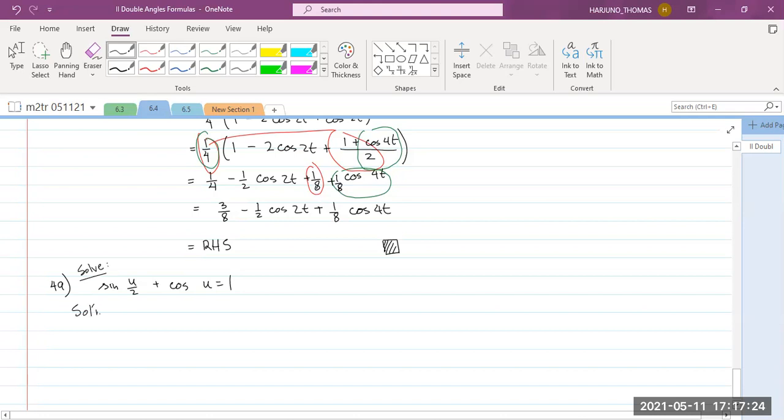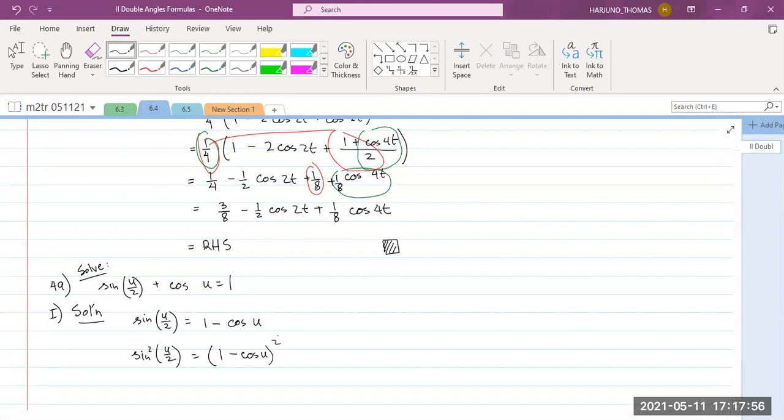Okay, the first method, method number 1. What I will do is I will isolate the sine and then square it. But because I square both sides, at the end you need to check your final answer against extraneous solutions. Okay, so what happened here? I square both sides.